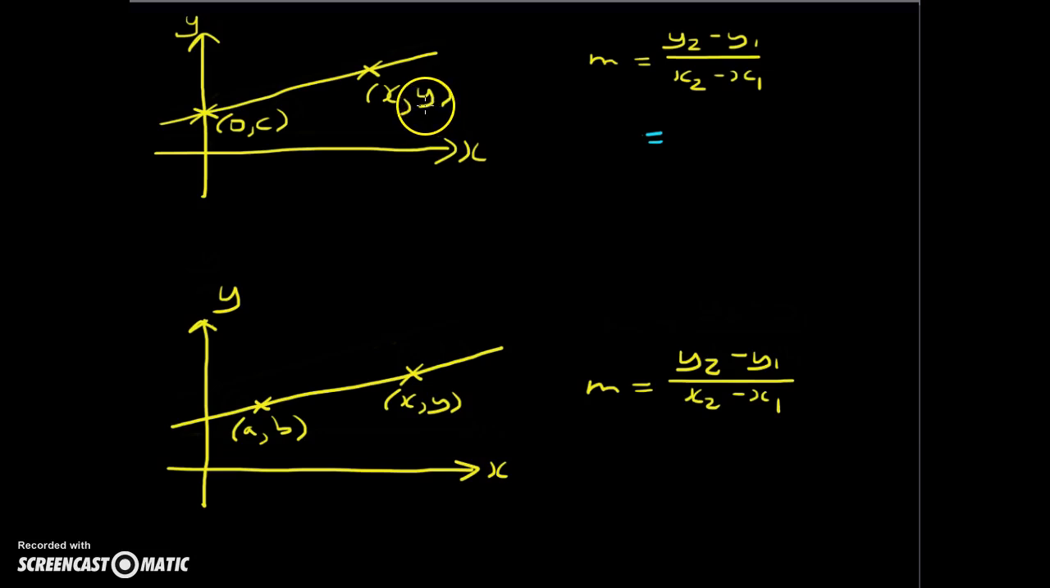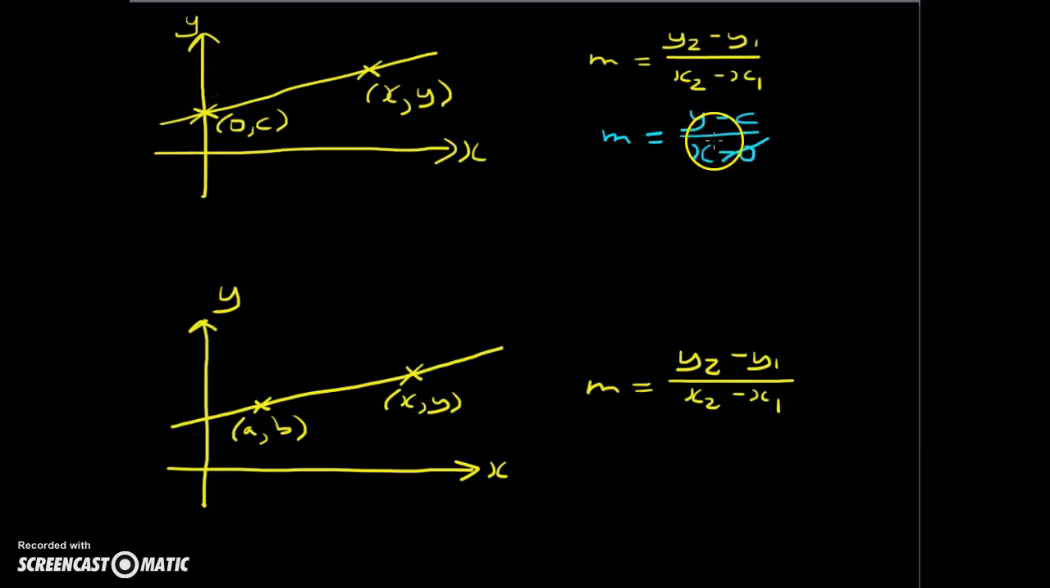So y2, that's y, and y1 is c. So on the numerator, y minus c. On the denominator, we've got x subtract 0. So x2 subtract x1, x subtract 0. And I'll just put the m there as well. Subtract 0, we can ignore that. So let's get rid of that.